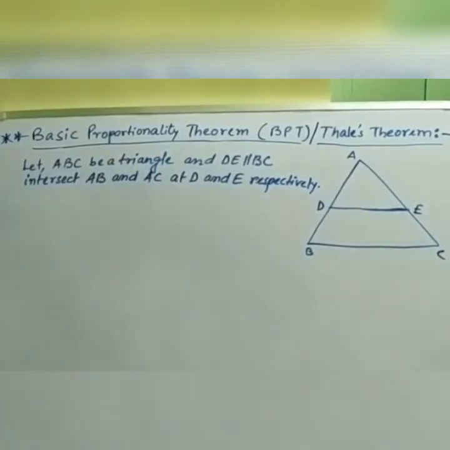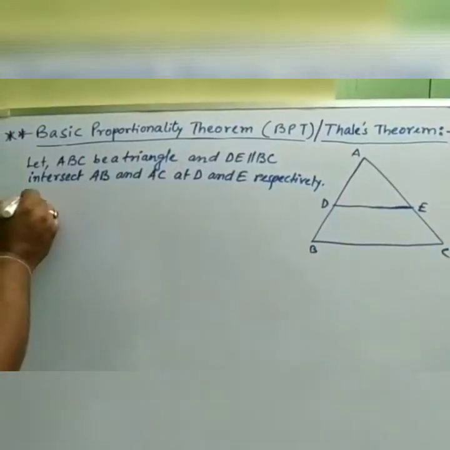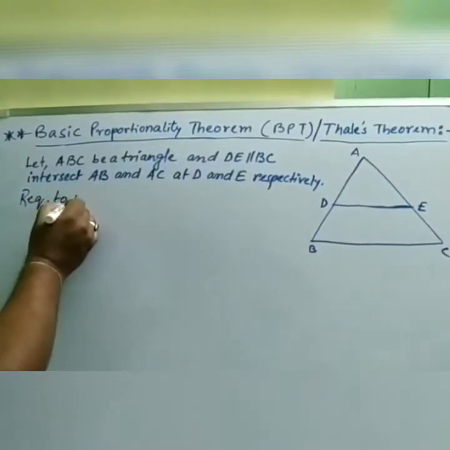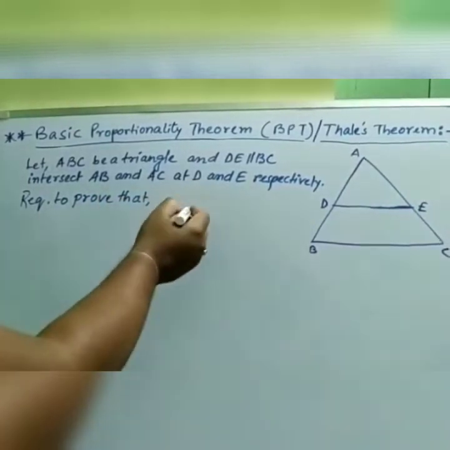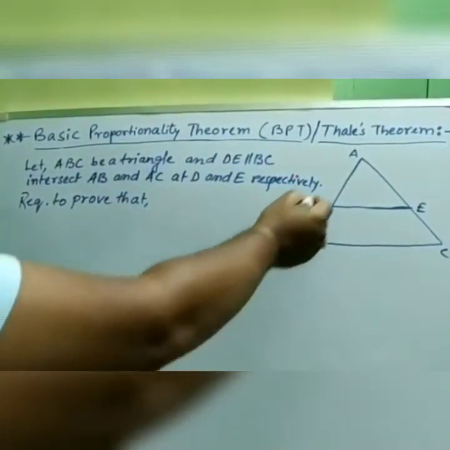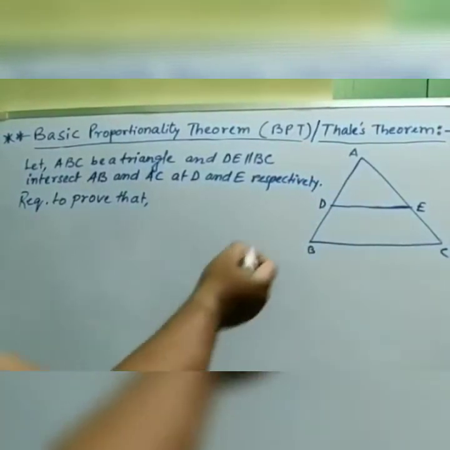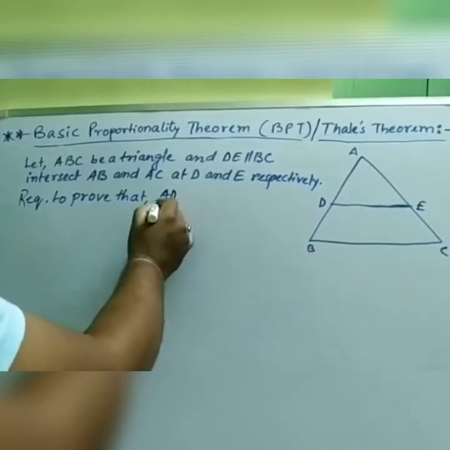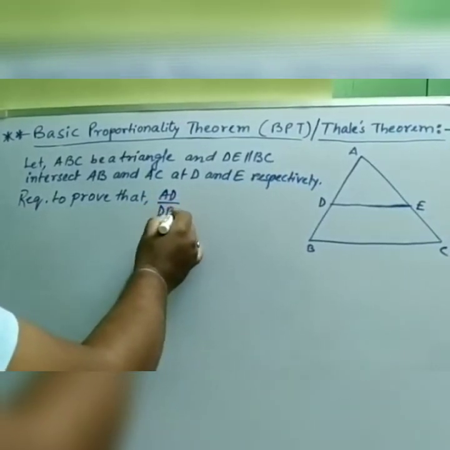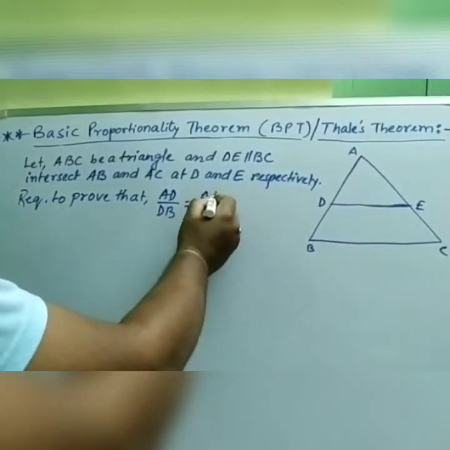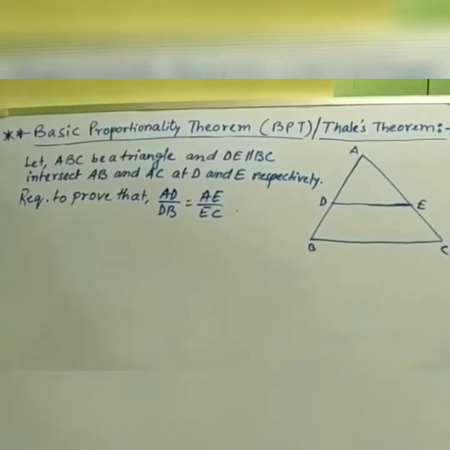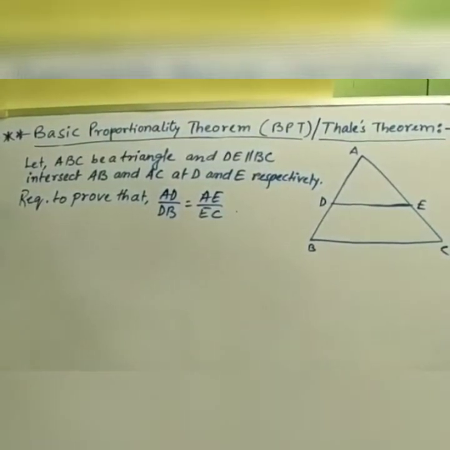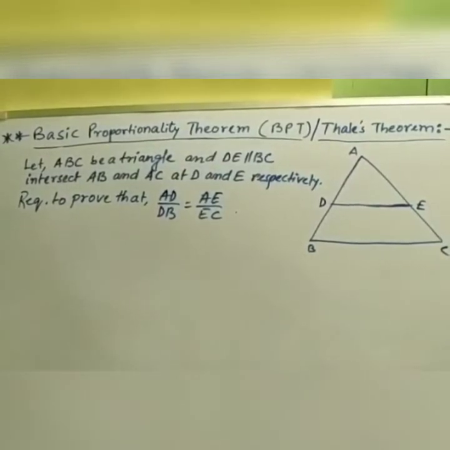Now we will go for the required to prove. So what do we need to prove? We will write required to prove that, we know that the sides will be proportional. The side is divided in the same ratio, that is AD by DB equals AE by EC. So that you need to prove. AD by DB equals AE by EC. So this is the required to prove, and for that proof we need some construction.